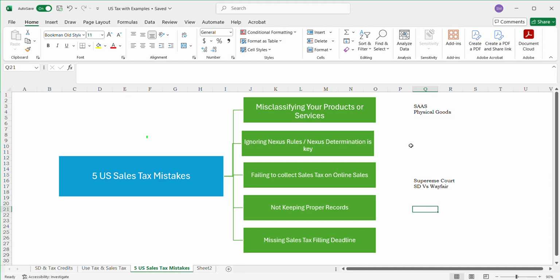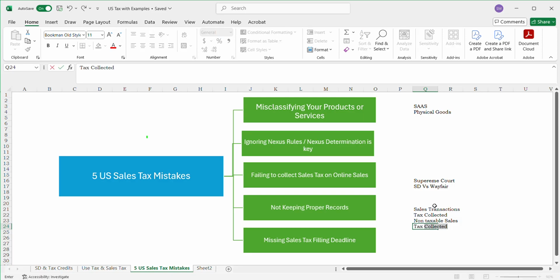The fourth mistake is not keeping the proper records. Always try to keep proper documentation of the records: the sales transactions, the tax collected, and the non-taxable sales. Some states have line items which are non-taxable, and Alaska is a state where there is no state sales tax. So if you are selling in that state, you might not need to collect any tax on those sales, but you still need to have proper documentation of those sales.